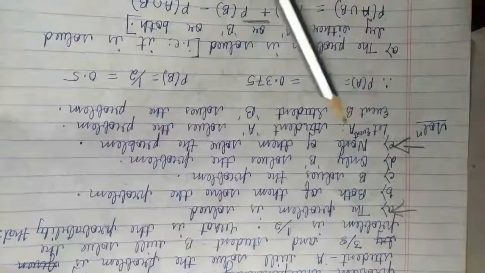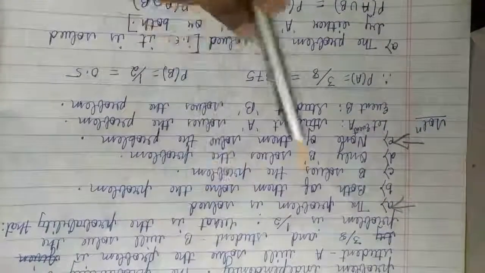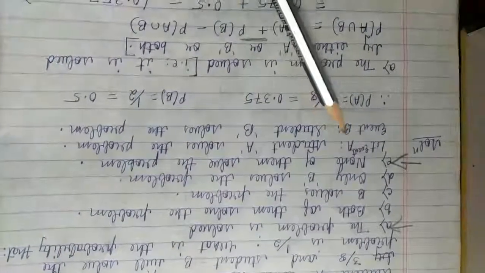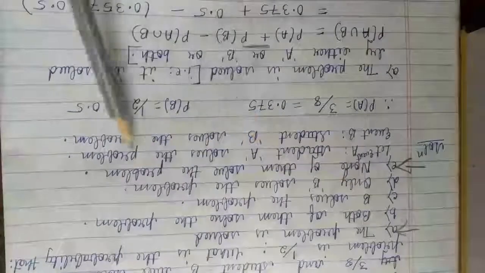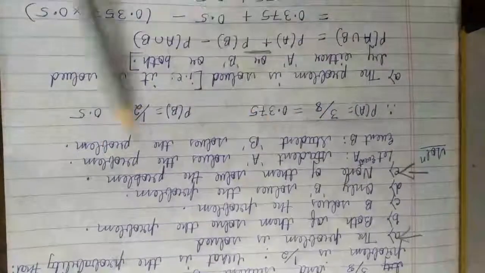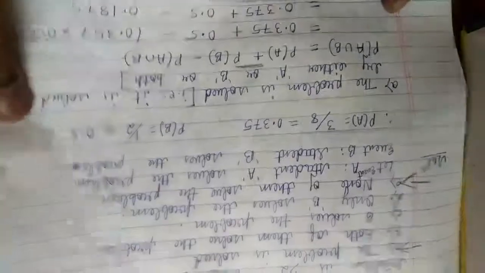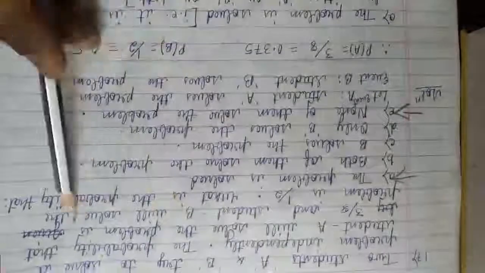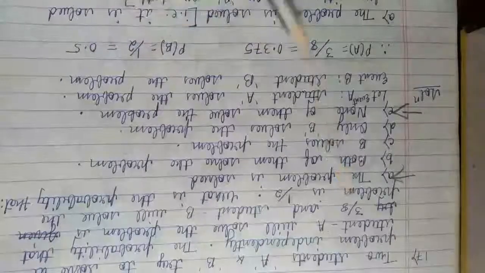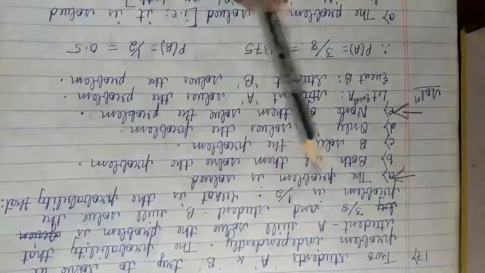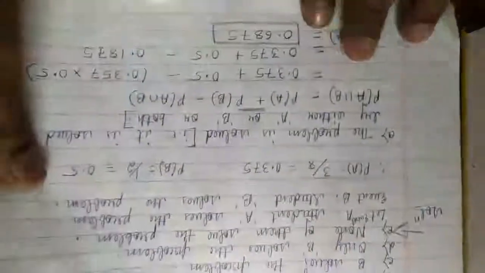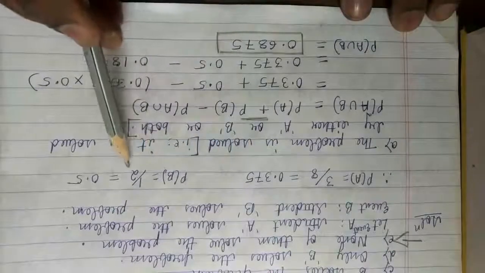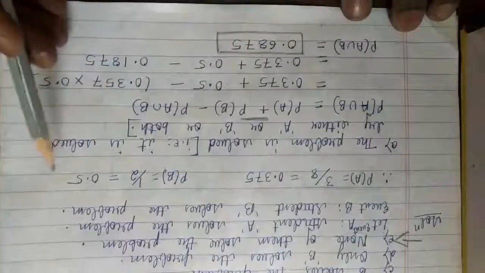Let event A be, there are two events. See here, student A solves the problem, student B solves the problem. So event A, let it be equal to student A solves the problem, event B, student B solves the problem. Now therefore probability of A they have given directly, it is nothing but student A solves the problem is 3 upon 8 and student B solves the problem is 1 upon 2. So probability of A is given as 3 upon 8, which is equal to 0.375, and probability of B is equal to 1 upon 2, that is equal to 0.5.